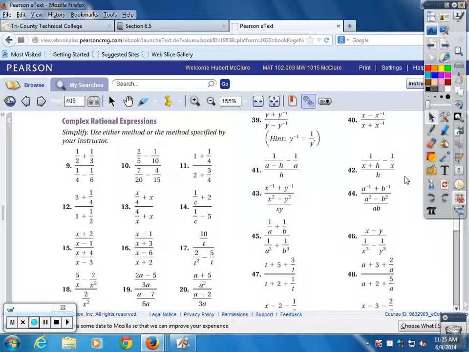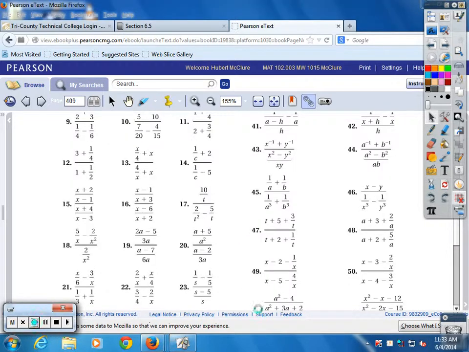Now we could make it a little bit more challenging and put something under that h if you want to. This is what I like about this. I can actually pause this. Number 45.